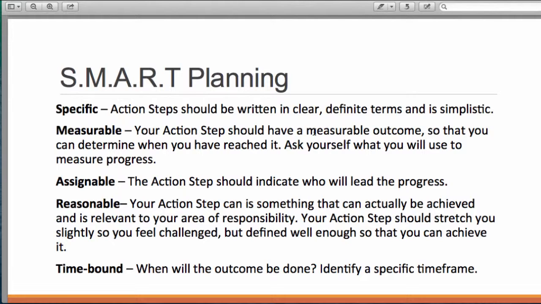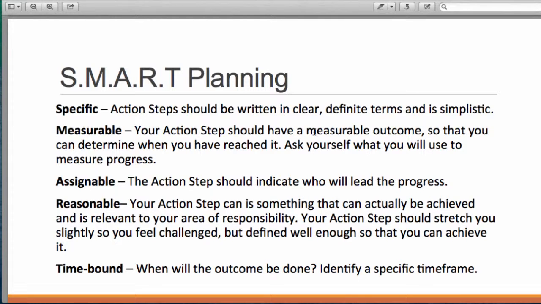It should also be reasonable, something that you can actually achieve within the time period that you establish for yourself, and which is relevant to the area of responsibility that you have on campus or in the district. And of course, action steps should be time-bound. When will this outcome be done? And provide a specific time frame. Remember that in future program reviews, you can always revise your time frame to be more realistic with the resources available.